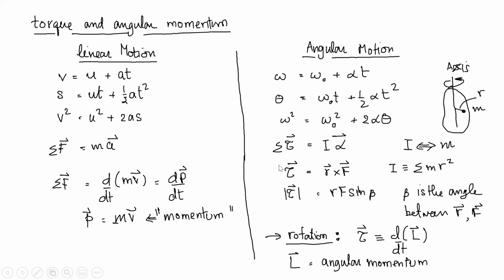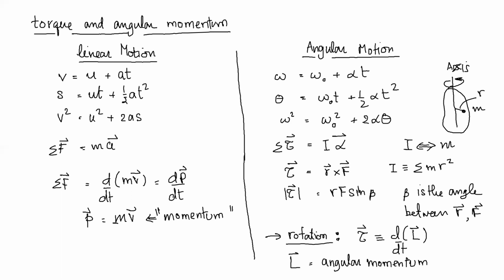For linear motion, you have the equations v = u + at, s = ut + 1/2 at², and v² = u² + 2as. And we have the same lookalike formulas for angular motion: omega = omega_0 + alpha t, theta = omega_0 t + 1/2 alpha t², and omega² = omega_0² + 2 alpha theta.